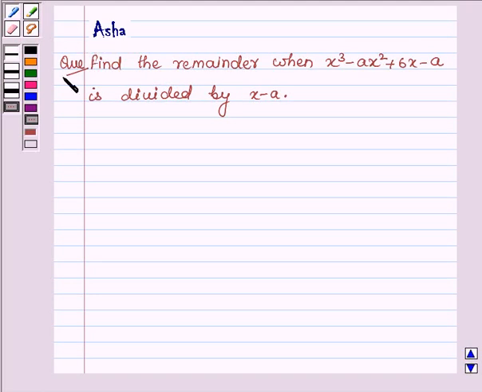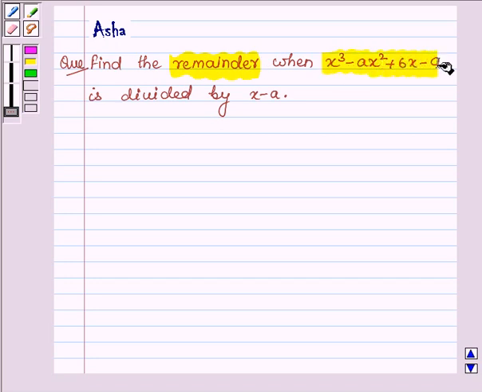I'm Asha and I'm going to help you with the following question that says, find the remainder when x cube minus ax square plus 6x minus a is divided by x minus a. So before finding the remainder, let us first learn what the remainder theorem says.